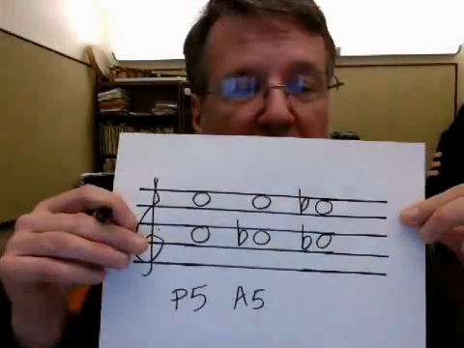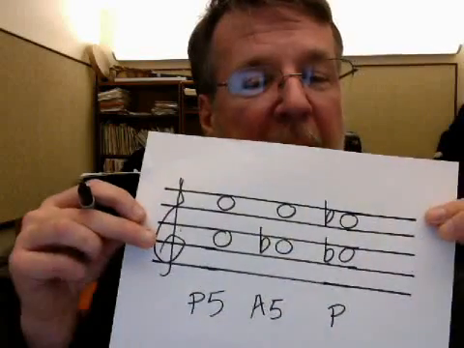Now, if we had an A flat and an E flat, well, then we would have known, again, that it's a fifth. And we would think B, E, A, D, yes, it's an E flat, so that's got to be a perfect fifth. I already wrote the perfect down.